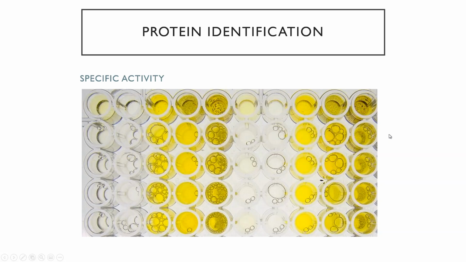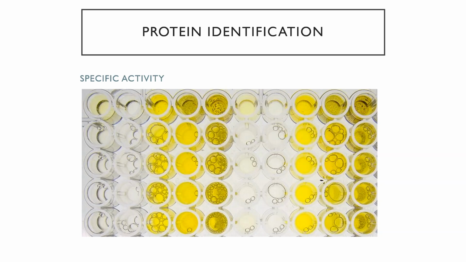Another way to identify some proteins is by what's called specific activity. Now this only works for certain types of proteins. The protein has to participate in some sort of reaction. So this is commonly done for enzymes, but you can do it for any protein that participates in a reaction that you can measure. So a lot of enzymes, when they catalyze their reactions, produce some sort of product that can be detected either directly or indirectly.